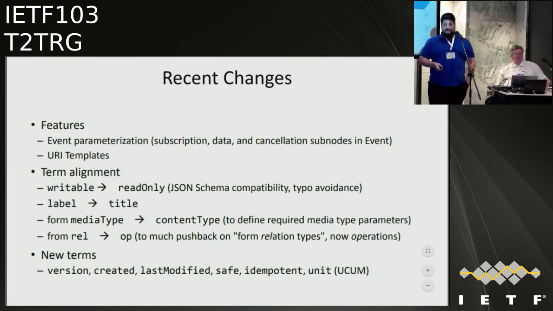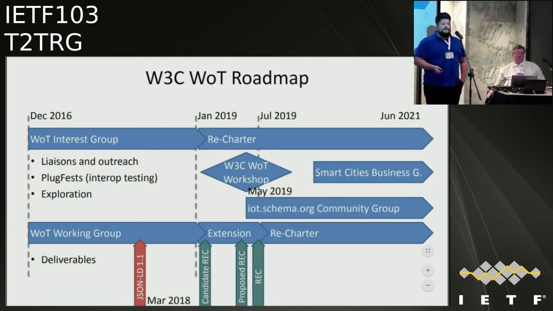So what's the roadmap? We started around Christmas 2016, so of course, we only started at the beginning of 2017 because of this break. And we had two groups running in parallel. The interest group was mainly for the liaisons and outreach. There we tried to talk to most of the other standards organizations that are out there. Most of them try to solve the same issues. So this is where we try to cooperate and find better convergence.